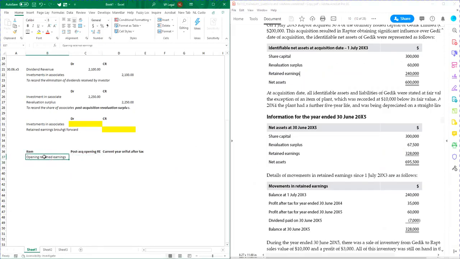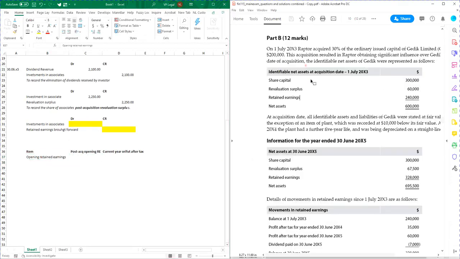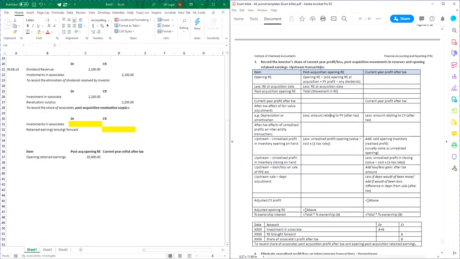If you think about how retained earnings is calculated, it's basically profit for the year. The year we bought it on 1 July, so the opening retained earnings would be the profit for the year between 1 July and 30 June 2014. You can see that amount down here is $35,000. So let's include that in there.